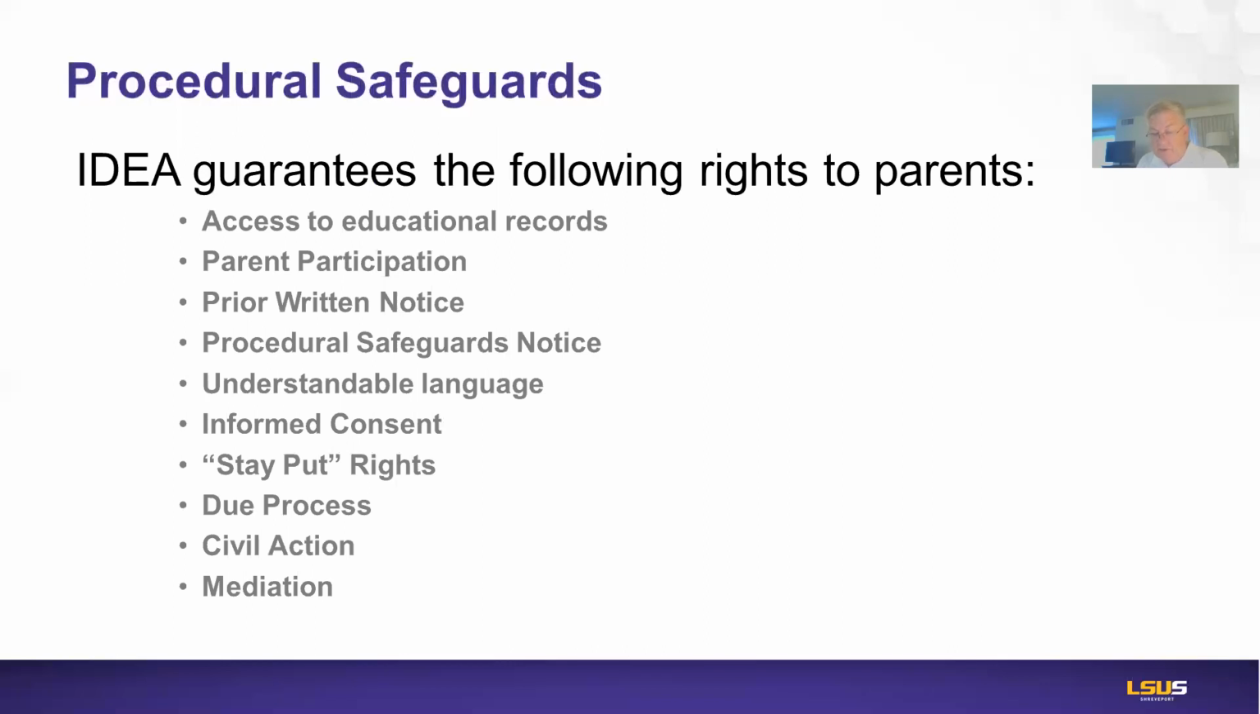Civil action deals with the fact that we have to inform the parents that they can file a civil lawsuit against the school if they feel like their rights have been violated. And then the mediation paperwork is so that the parents understand that before we go to trial, we'll attempt to do that. We will attempt to come to a resolution through a process called mediation.